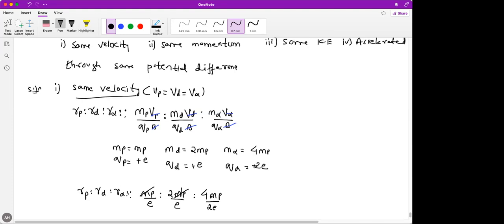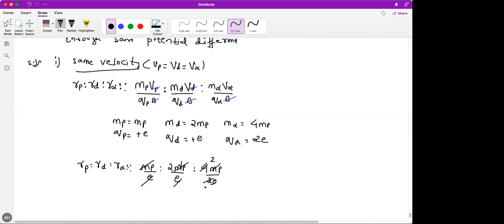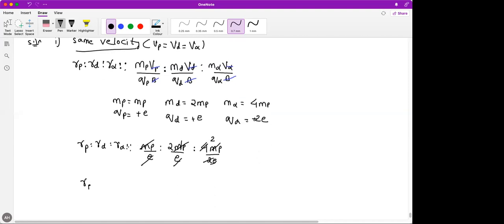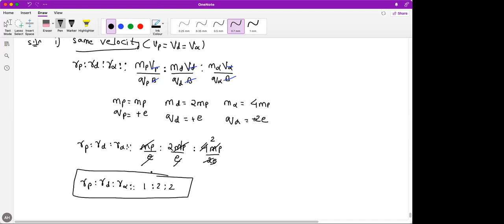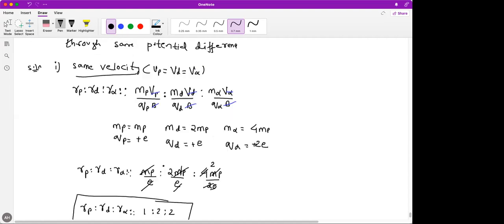mp, mp, mp will get cancelled out. e, e, and e will get cancelled out. 2 and 4 get cancelled out, and you're left with 2. So radius of path of proton, radius of path of deuteron, and radius of path of alpha particle, this is 1:2:2. That's the ratio of radius of path of proton, deuteron, and alpha particle.